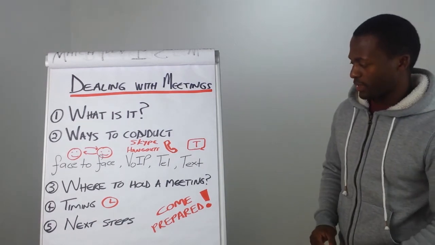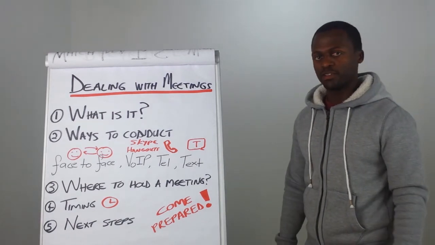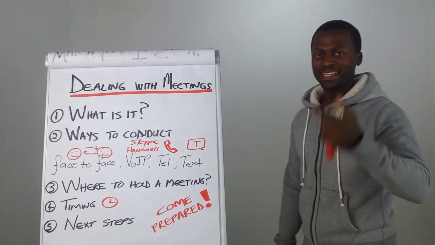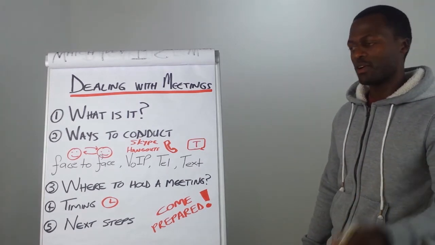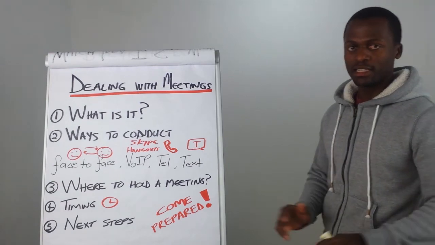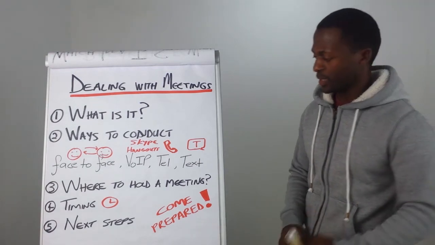Where to hold meetings is simple. Where you're going to be comfortable with holding a meeting and where there's little or no distractions. That is it. It could be a coffee shop, it could be an office, it could be online. It depends. Wherever you're going to be comfortable.